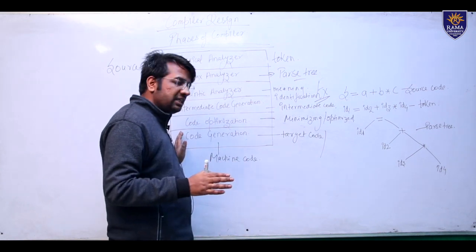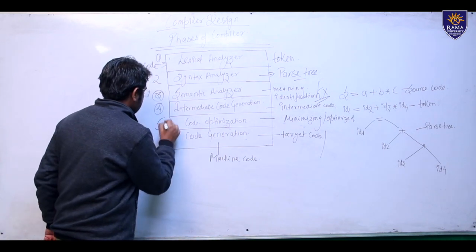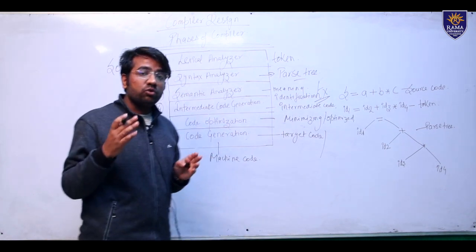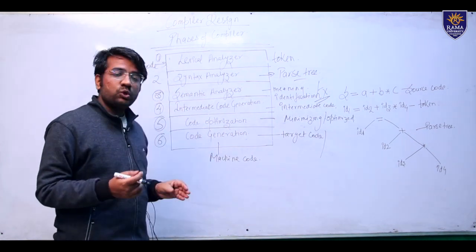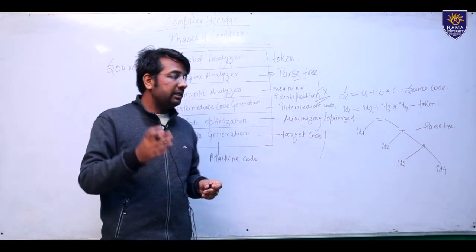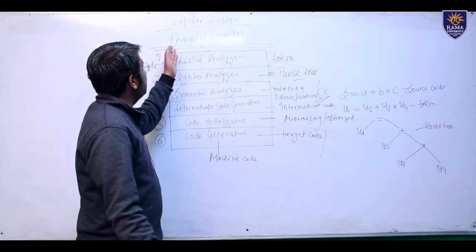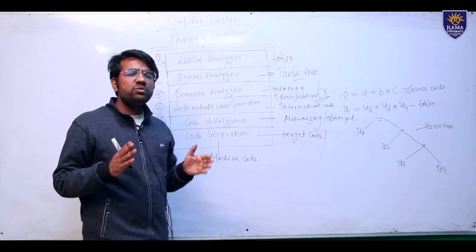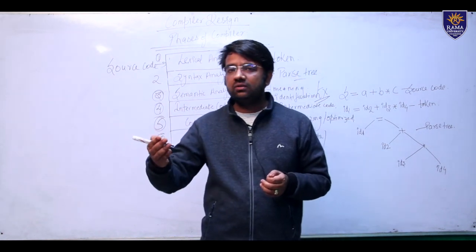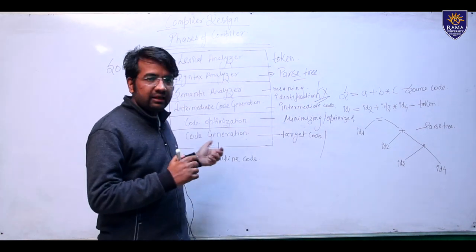After code optimization, we transfer to the code generation phase, which is the sixth phase of the compiler, in which the optimized code is converted into machine code. These are all the phases of the compiler. As we discussed in the phases of the compiler, the main use of the compiler is to convert your source code into machine code. It is one of the main objectives and aims of your compiler.